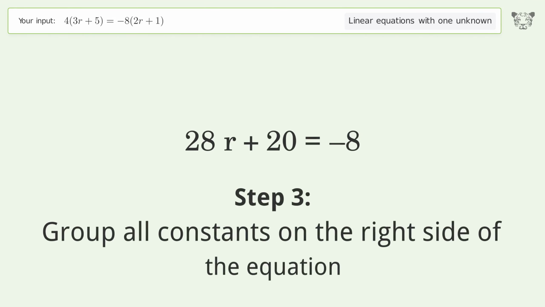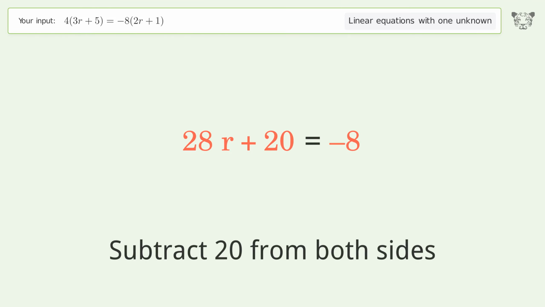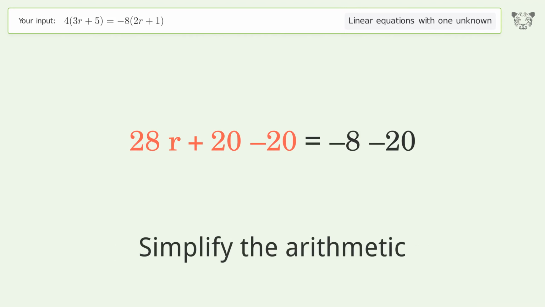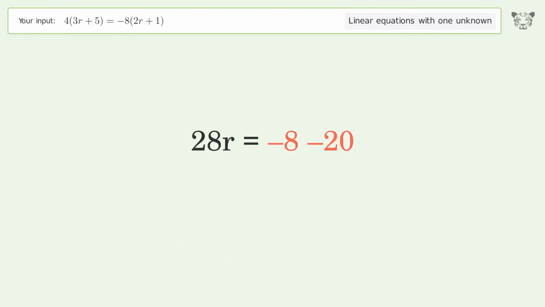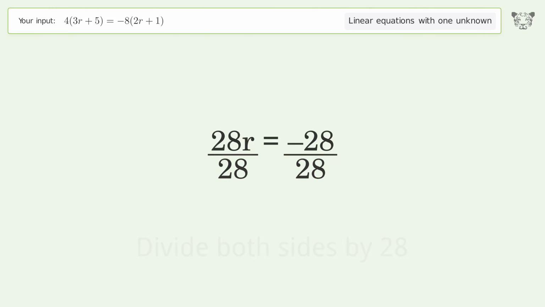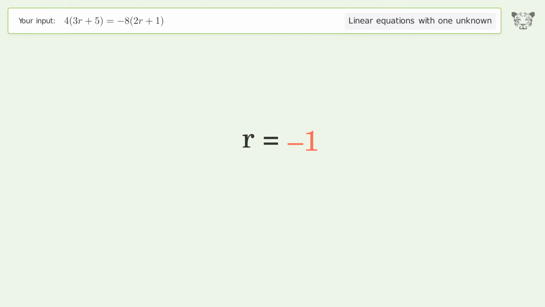Group all constants on the right side of the equation. Subtract 20 from both sides. Simplify the arithmetic. Isolate the r. Divide both sides by 28. Simplify the fraction. And so the final result is r equals -1.